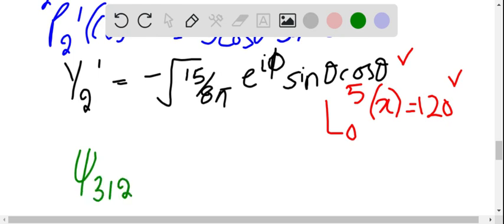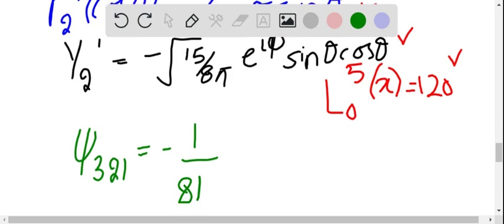So wave function 3 2 1, sorry, spatial wave function is equal to negative 1 over 81, right?